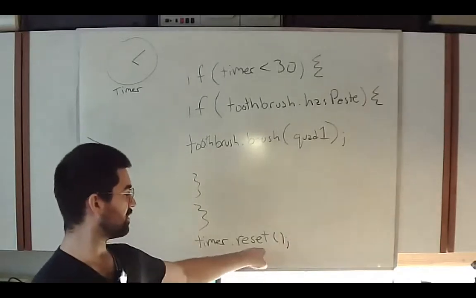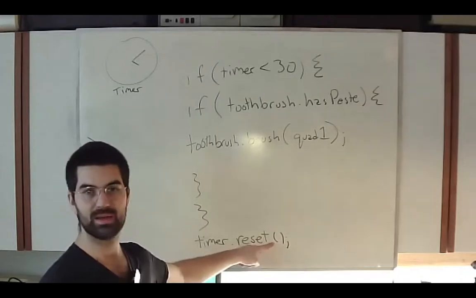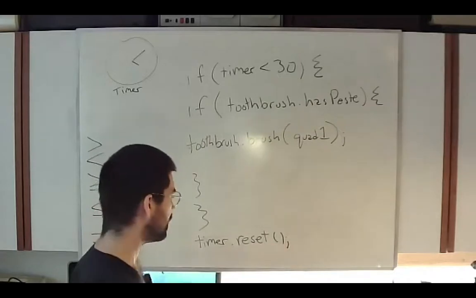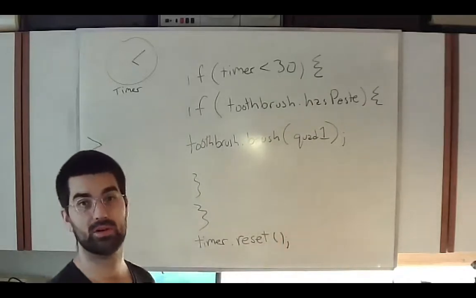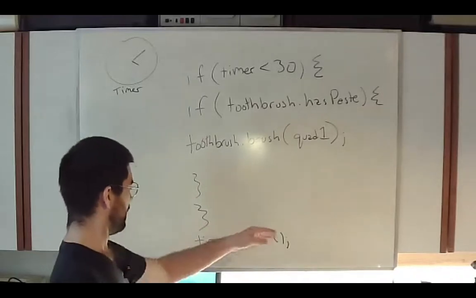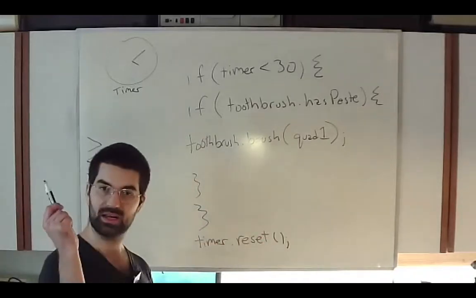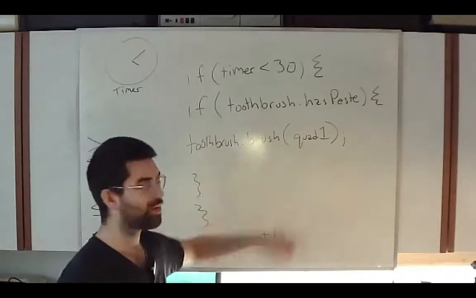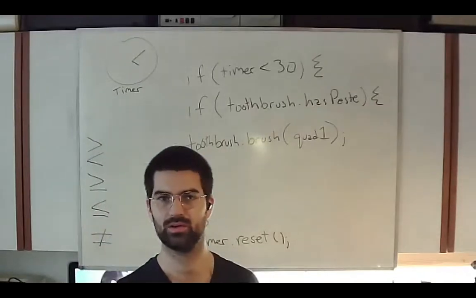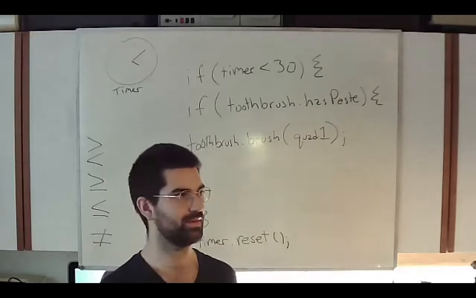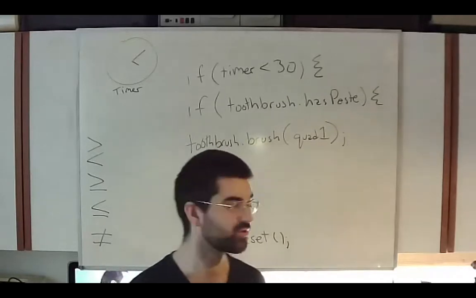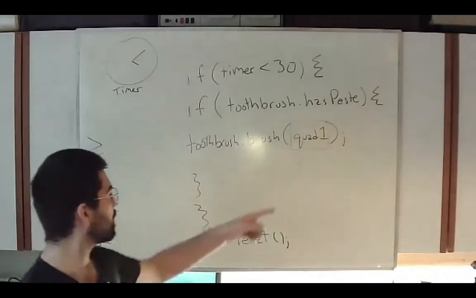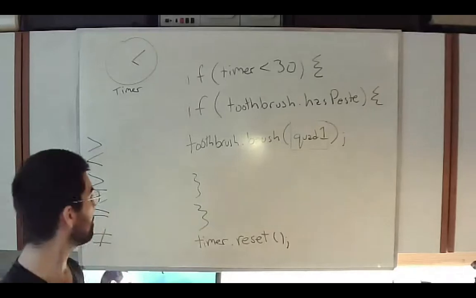And oftentimes with methods, you can tell a method by the existence of these parentheses here, where there might be an optional parameter for that method. And so now, our timer is gonna click up to 30, reset back to zero, click up to 30, and we're just gonna keep brushing that one quadrant of our mouth over and over, which is not very helpful, once again, for the rest of our mouth. So we need to change what's happening inside of this, okay?